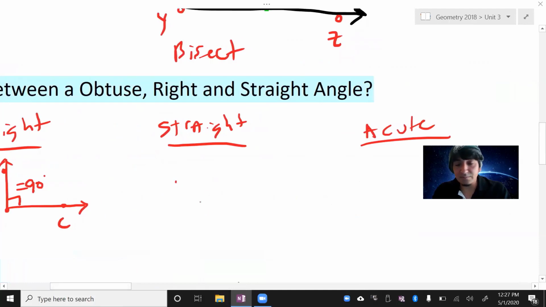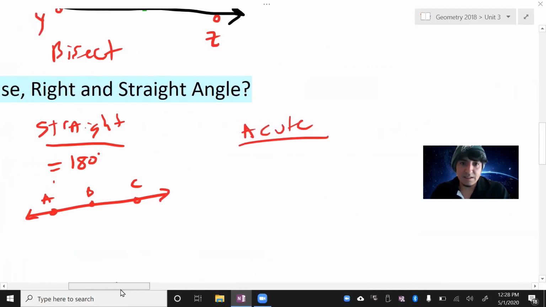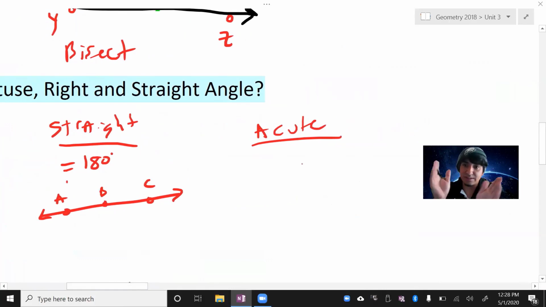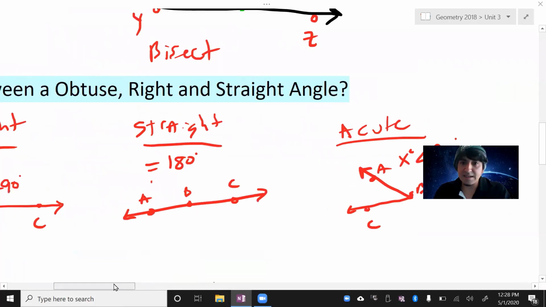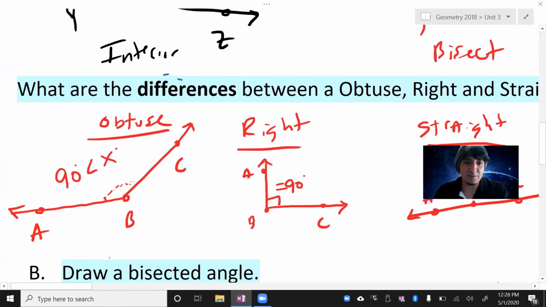Now straight. This is what straight is: when you have a straight line. We have A, we have B, and we have C, and that's going to equal 180. Acute, pretty much what it is, is a small angle. So when I create it, I got A, I got B, I got C, it's pretty much an angle that's less than 90 degrees. So it has to be a degree smaller than that, okay? Little dots to represent degrees.